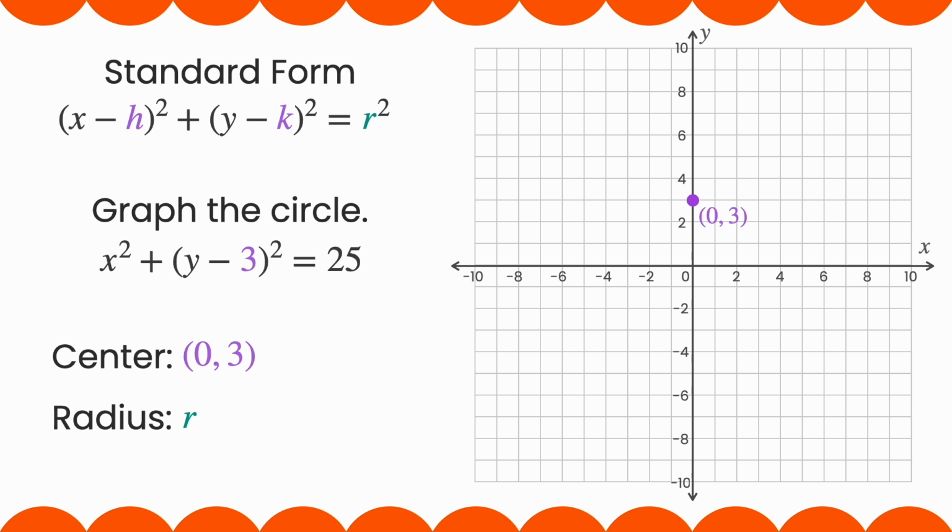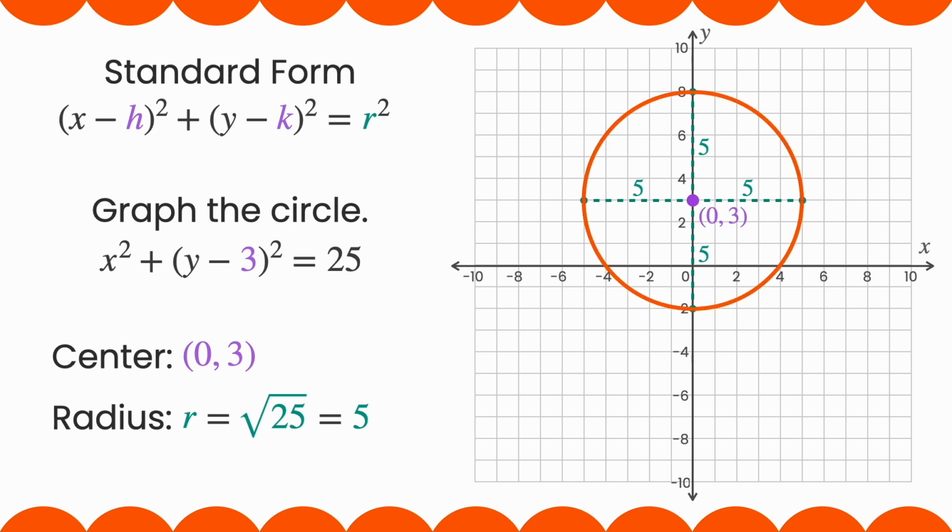Since the right side of the equation equals r², we can take its principal square root to find just r. So our radius is the square root of 25, which is 5. On our graph, we can identify a few points that are exactly 5 units away from our center, like (5, 3), (0, 8), (-5, 3), and (0, -2). And then draw the circle connecting those points. Great job! You're on a roll!